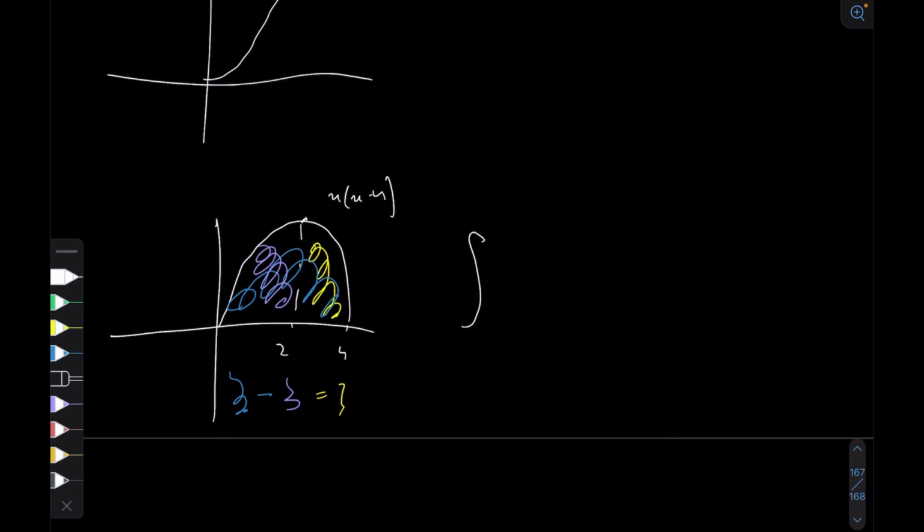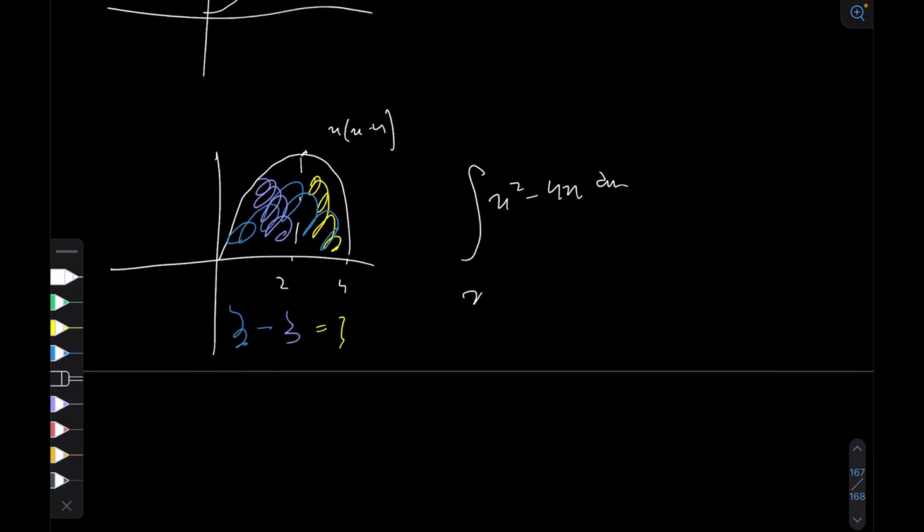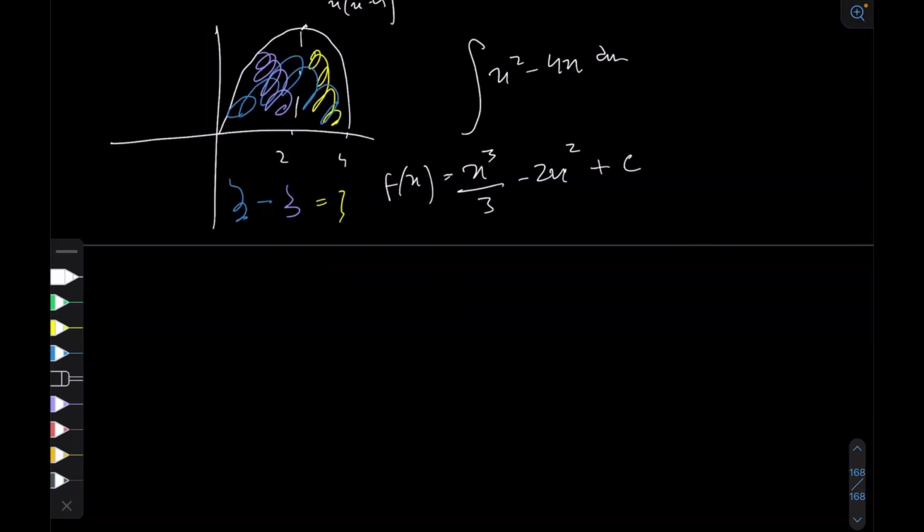So let's first integrate x squared minus 4x dx. This would turn out to be x cubed over 3 minus 2x squared, plus some constant c. Let's call this function f of x. Now what we need to do is first input 4 into the function, and then we want to subtract the value at 2 from it. So let's do that.